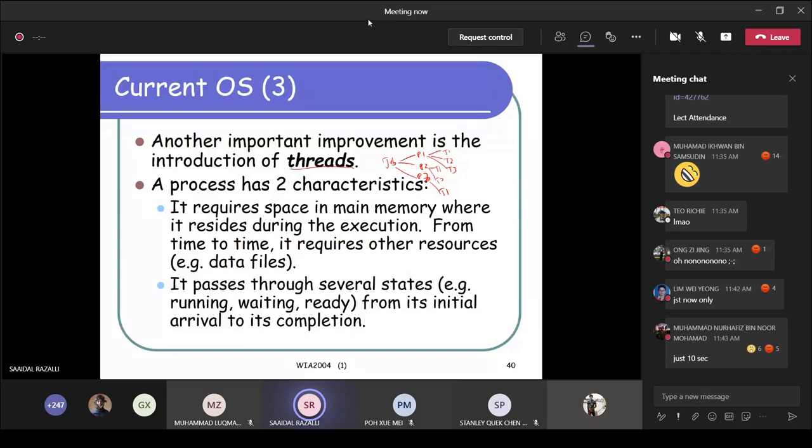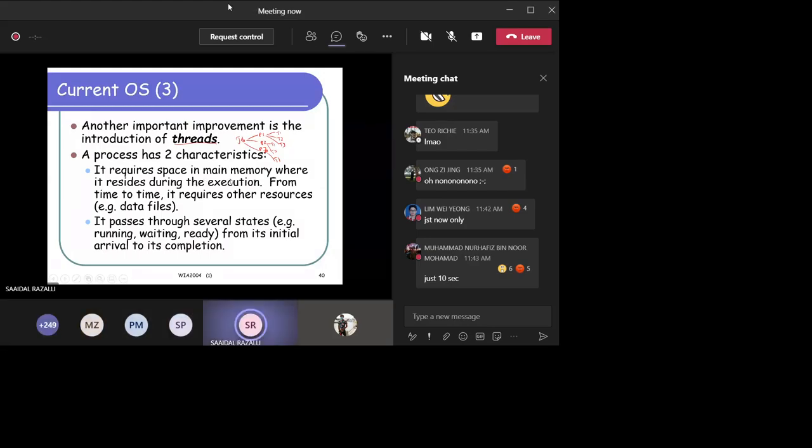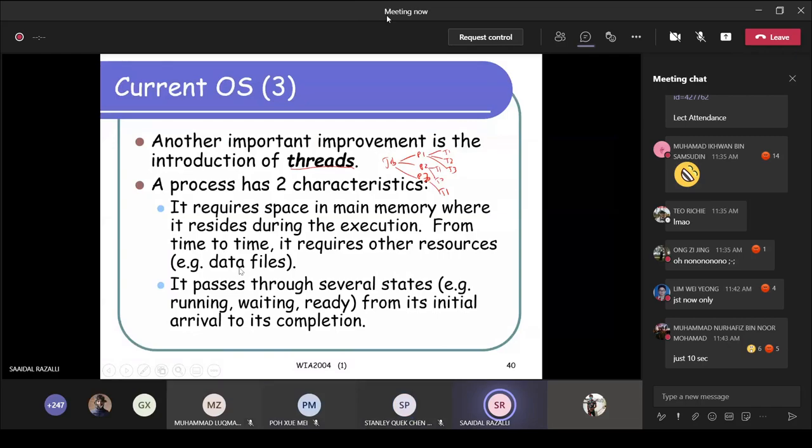A process has two characteristics. It requires space in main memory where it resides during execution. From time to time, it requires other resources or data files, okay? So you allocate a process, process one, in any available slot in the main memory. It passes through several states: running, waiting, ready. As I said, there are five states: hold, ready, run, wait, and finish, from its initial arrival to its completion, from hold to finish. Okay.